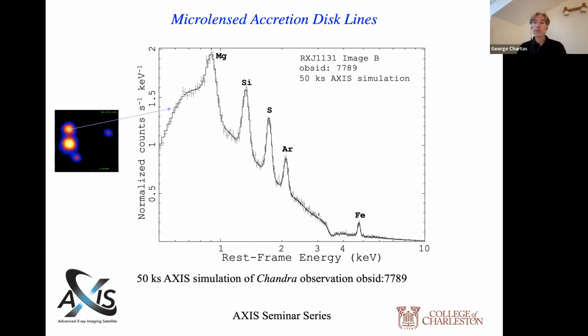So for the first time, we've actually resolved, let's call it, part of the soft excess. And the reason why the lines are narrower, remember, is that microlensing only magnifies a very small portion of the disk. So these lines are not as blurred as if you imaged the entire disk, and that's why the lines are narrower. You still expect some velocity blurring, but you're dominated here by the CCD resolution.